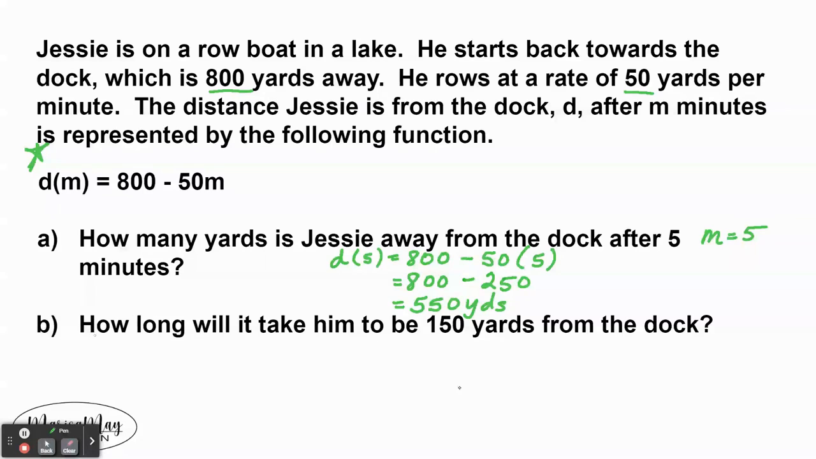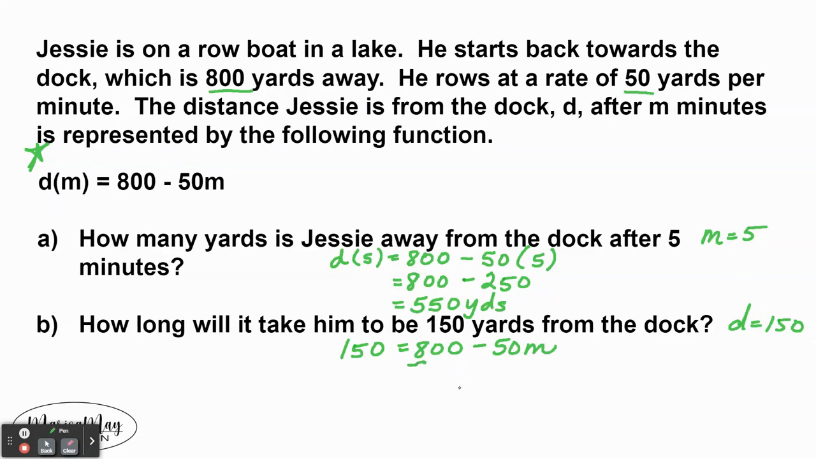Now, part B says, how long will it take him to be 150 yards from the dock? So this is saying when D is 150, then what is m? So this time, in place of the D of m, we put 150. And now we solve our equation.